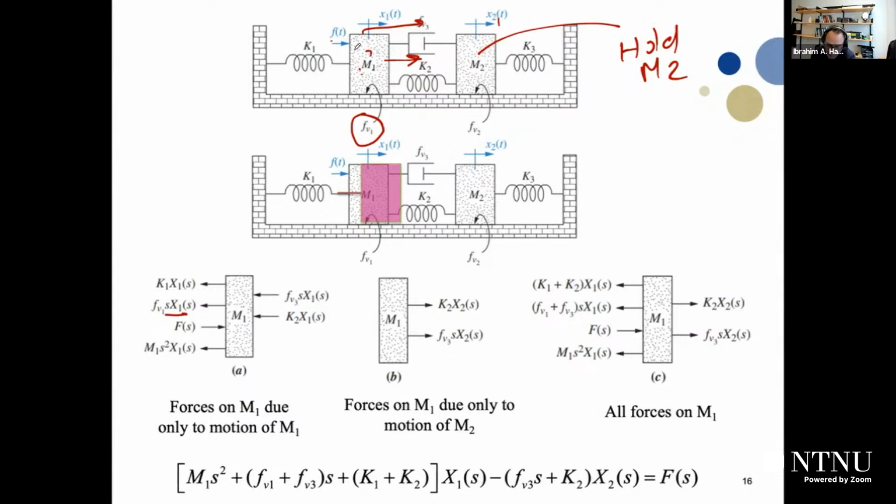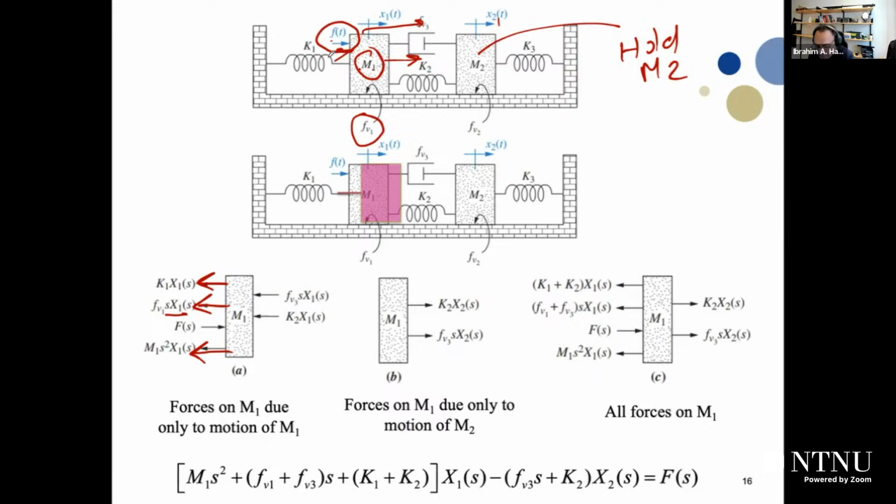And also the weight, M1, because it's heavy, will generate a force which will resist this movement to the right side. So it will generate a force called M1 multiplied by acceleration. Acceleration will be S squared multiplied by X1 of S. So this force will act in that direction, this force in this direction, and this force in this direction. Only F of S will act on the opposite side, because as you can see, it has this direction here. So this force will try to push M1 to the right-hand side.